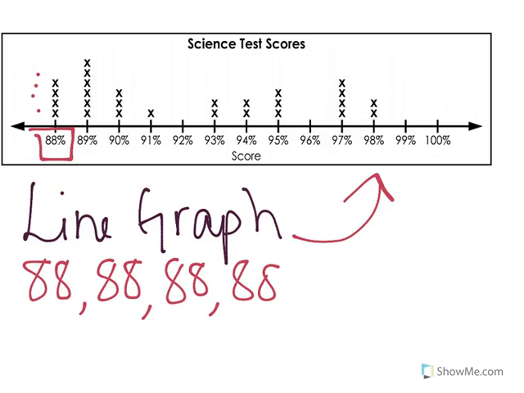As a reminder, line graphs can be used and analyzed the same way as a dot plot. So a dot plot is only different in that instead of having X's, we would just have dots to represent the pieces of data.